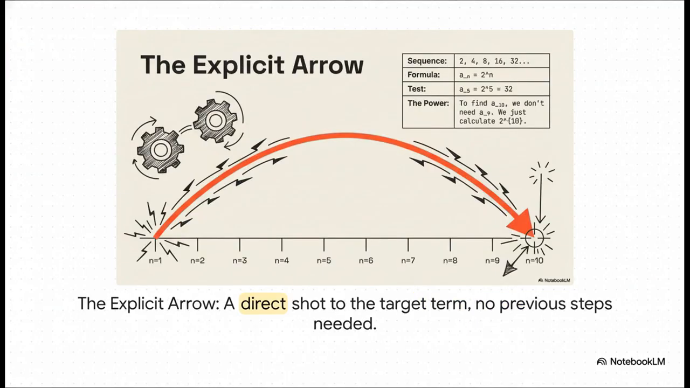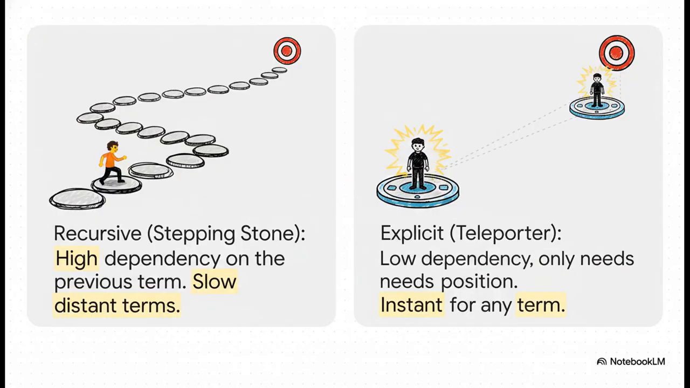Now, the second path is the explicit arrow, and this is a total game changer. It's a direct shot. You don't need to know the 9th term to figure out the 10th. No way. You just plug the position you want, in this case 10, straight into the formula. It's incredibly powerful and way more efficient. The best way to think about the difference is with a metaphor. The recursive path is like taking stepping stones. You have to hit every single stone one by one to get to your destination, which is fine for a short trip, but awful if you need to find the millionth term. The explicit path, though, that's a teleporter. It zaps you to any term you want instantly with just one single calculation.